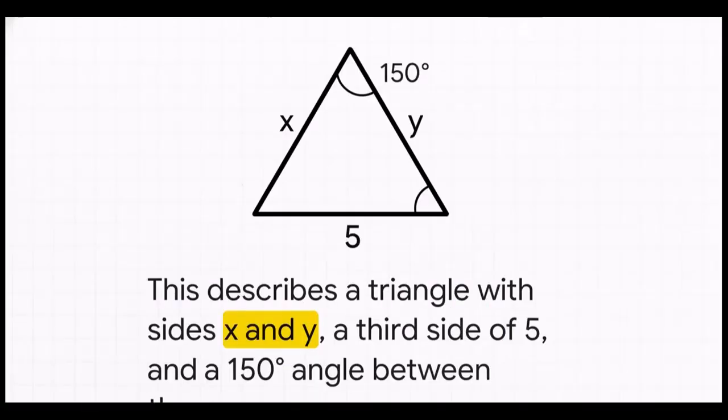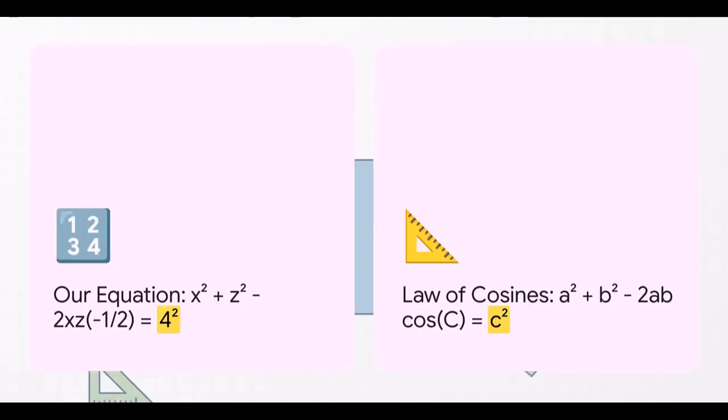And this is where it gets really cool. Our first equation, it's not just an equation, it's a triangle. It's the law of cosines in disguise, telling us we have a triangle with sides x and y, and a third side with a length of 5. And that angle between x and y, it has to be 150 degrees, because the cosine of 150 is negative root 3 over 2. All right, let's see if this pattern holds up.